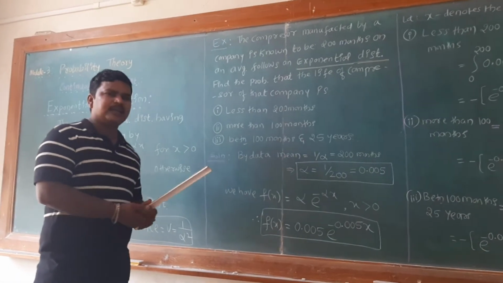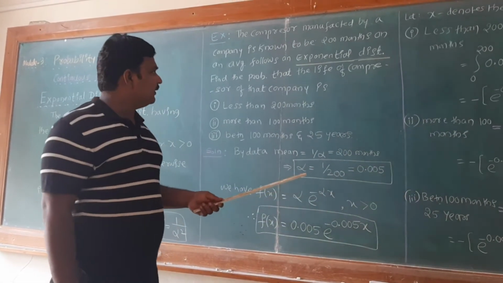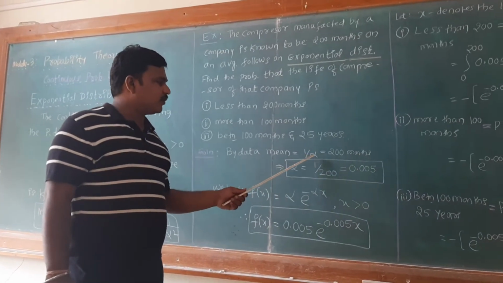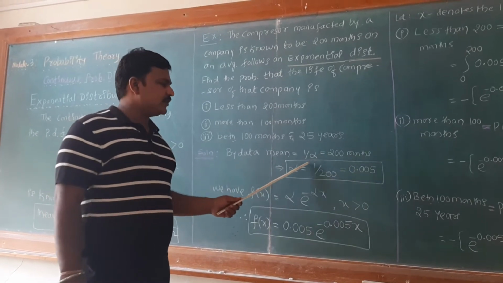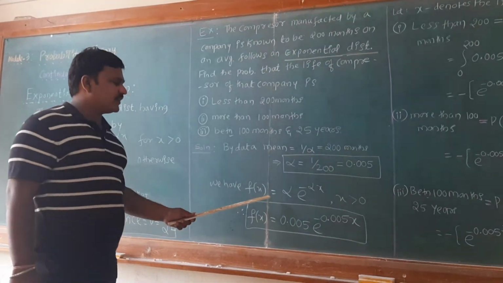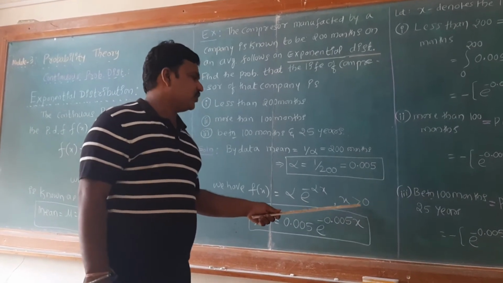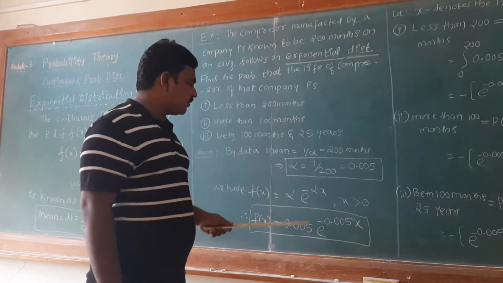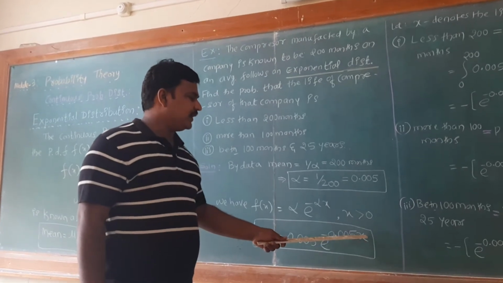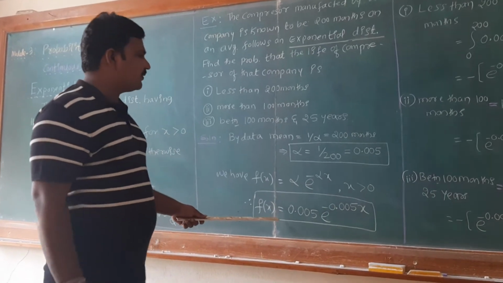Now the solution. By the data, mean 1 upon alpha is equal to 200 months, which is already given. So alpha is equal to 1 divided by 200, which is 0.005. We have f of x is equal to alpha times e raised to minus alpha x for x greater than 0. Substituting the alpha value, f of x is 0.005 times e raised to minus 0.005 x.